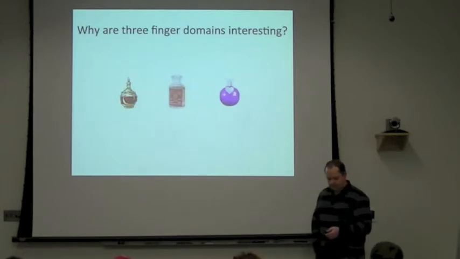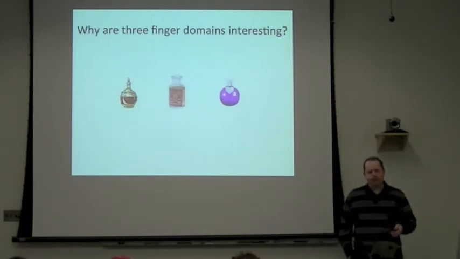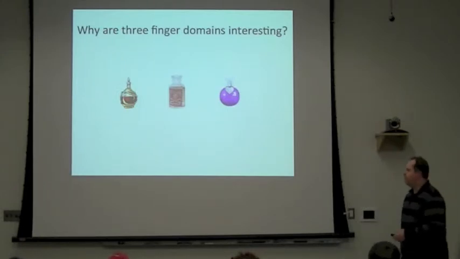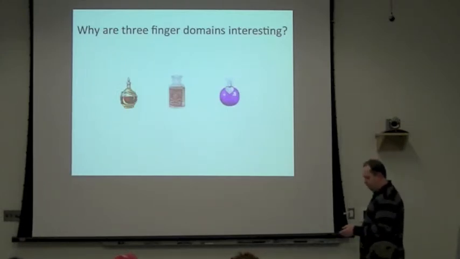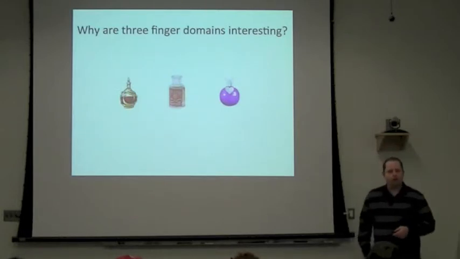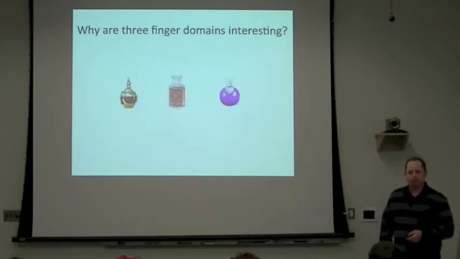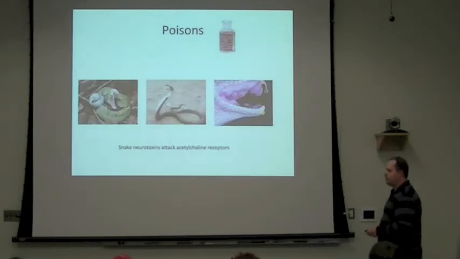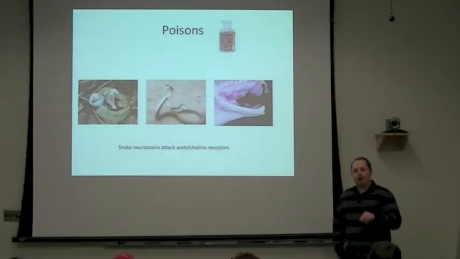I think that there is a common link among these genes, and this is where we get to my cute little title about potions, poisons, and perfumes. And I'm going to actually try and go through this one by one and demonstrate that I think that these three are actually good descriptions of what's going on. The first is the way that three-finger domains were first discovered.